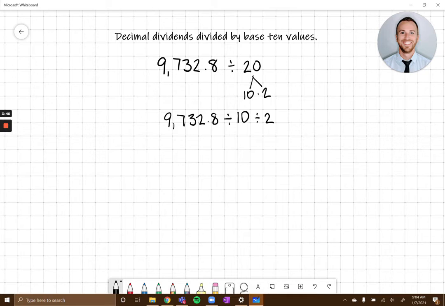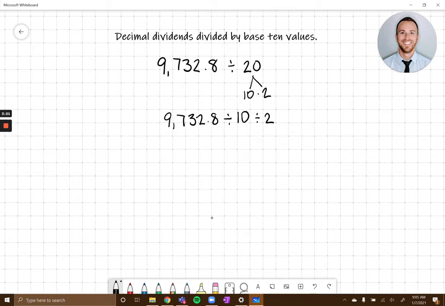If I divide by 10 and then divide by 2, my quotient is going to be the same as if I just divided by 20. And the reason why I'm going to do this is you're going to see it's easier if my divisor is a single digit number than if it's a multi-digit number. So, by manipulating both numbers, which we're going to see, we end up with the same quotient. So first I'm going to divide by 10.